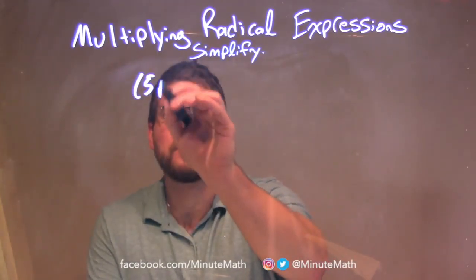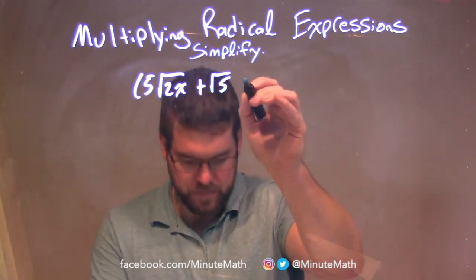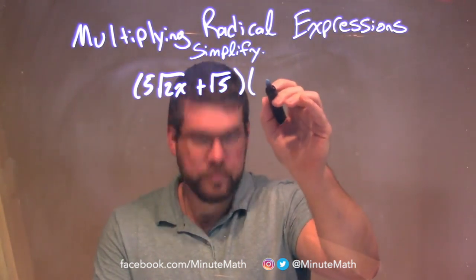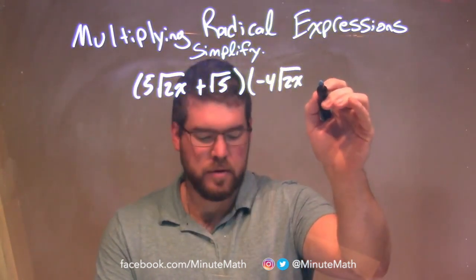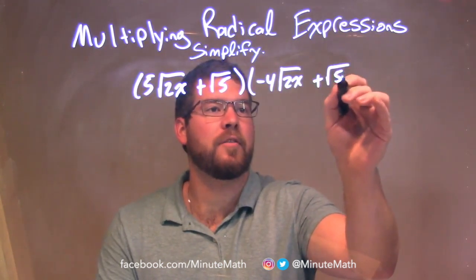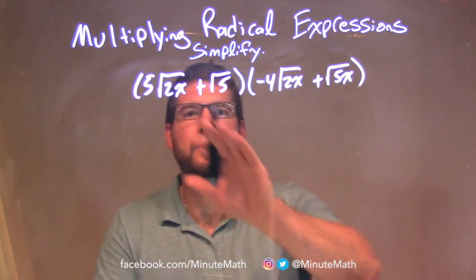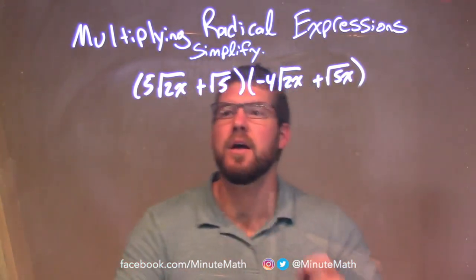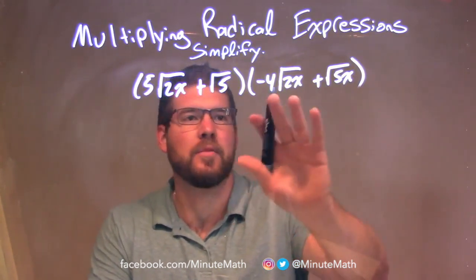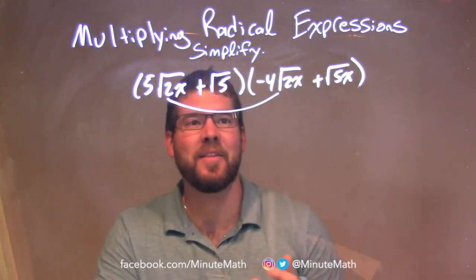5 times the square root of 2x plus the square root of 5, times minus 4 square root of 2x plus the square root of 5x. Okay? Well, since I cannot simplify within each parenthesis here, I'm going to multiply all parts of my first parenthesis times all parts of my second parenthesis. So I draw my arcs to make sure I've done that step here.